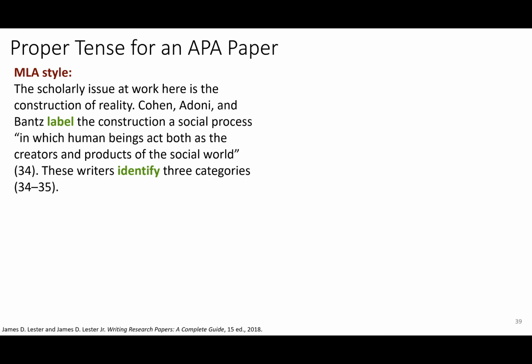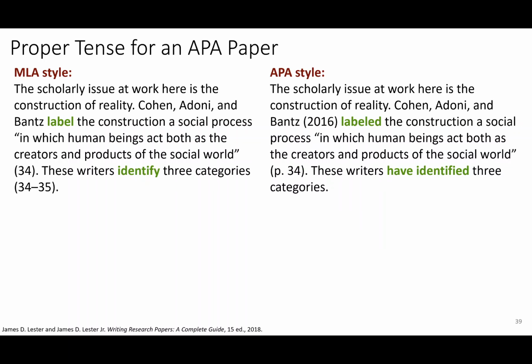Then the APA style. Just a brief comparison: this style not only includes referencing style but also the writing. MLA style: the scholarly issue at work here is the construction of reality. Horn, Adoni and Brand label in present tense the construction, a social process in which human beings act both as creators and products of the social world. These writers identify three categories. So you give the pagination also, in the present tense.